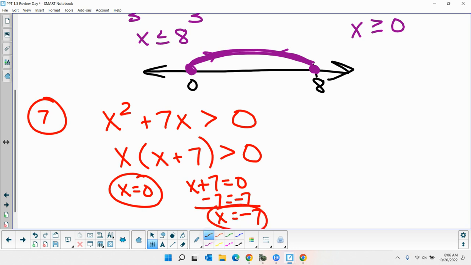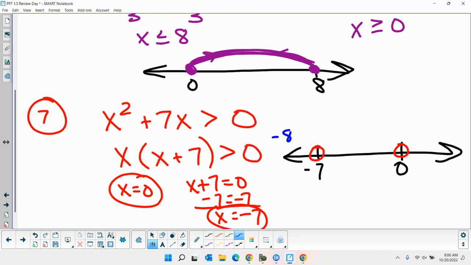All right. So when I graph it, negative 7's here, 0's up here. Okay? Since it's no equal to, we'll have circles. And this is where we have to pick different numbers. Okay? So we're going to pick negative 8. I'm going to use negative 1. That should be easy to work with. And I'm going to use positive 1. Again, you can pick any numbers you want, though. Just make sure they're in that section.